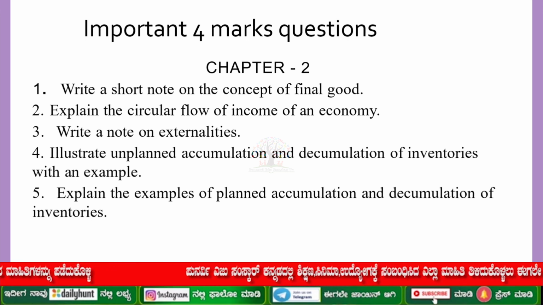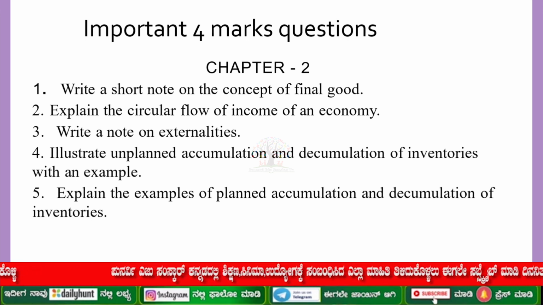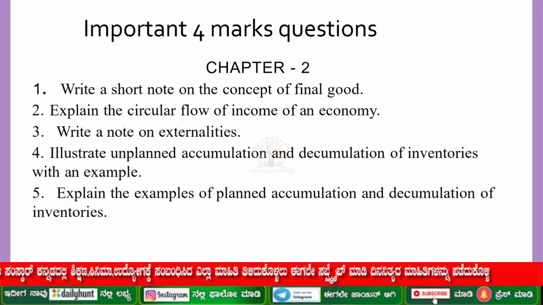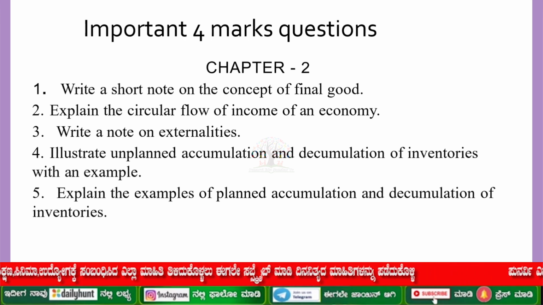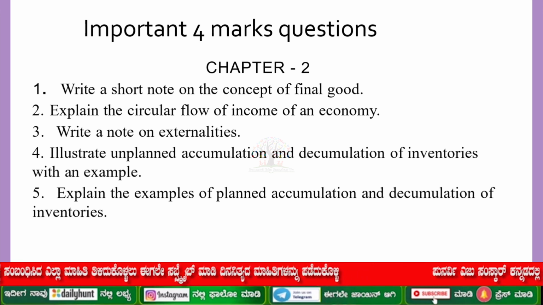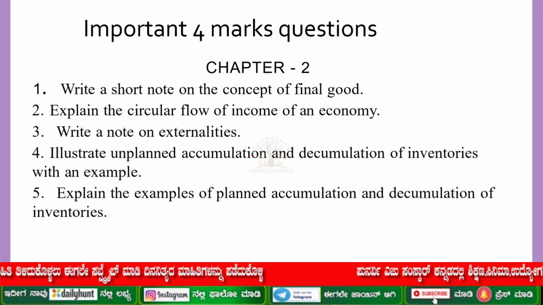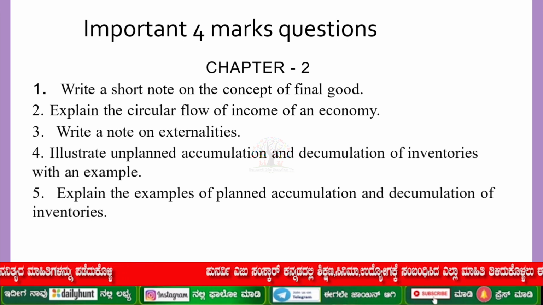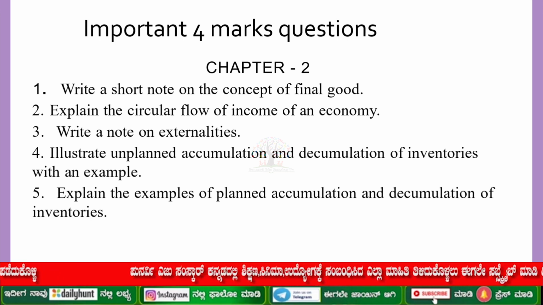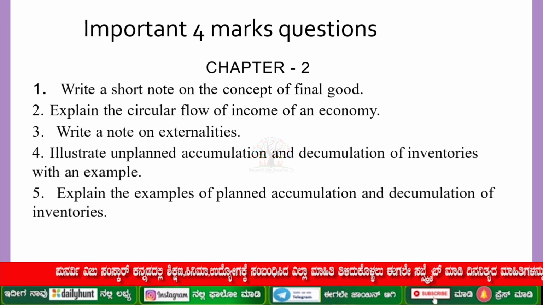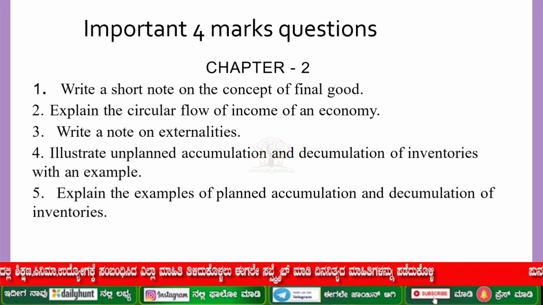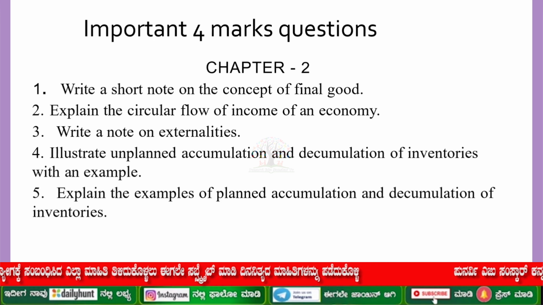That is, write a note on final goods, circular flow of income, externalities, then illustrate unplanned accumulation and decumulation of inventories, and explain the example of planned accumulation and decumulation of inventories. Okay, dear students. So from this chapter, how many questions? 4 marks, 2 questions. So prepare very well.